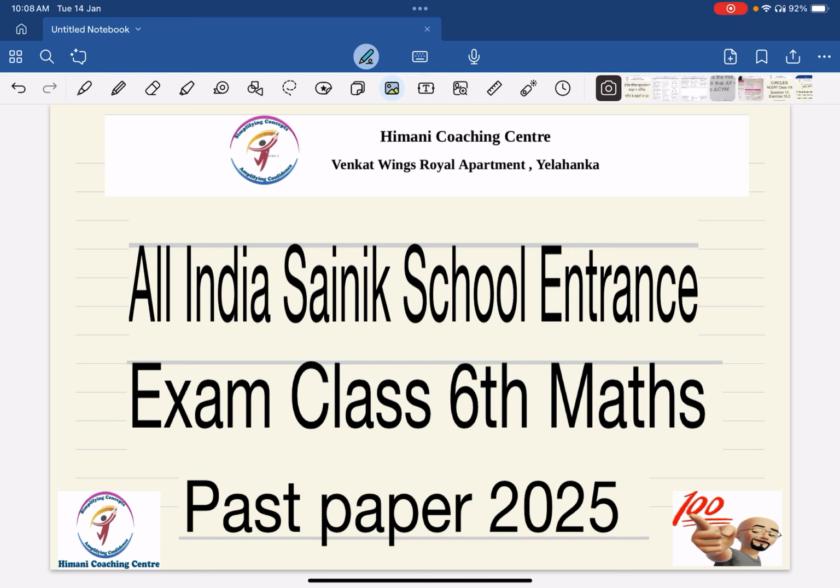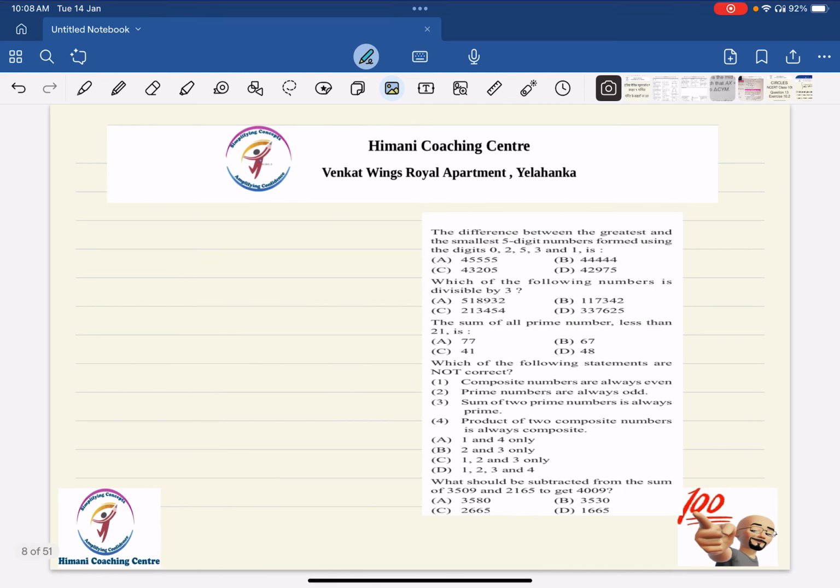Students, today we are going to do past year paper of Sainik school entrance exam for class 6 maths. This paper was in last year, 2024. So now let us look at first question.